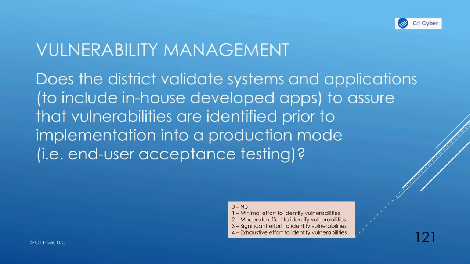Score 2 if your organization makes a moderate effort to identify vulnerabilities prior to implementation. 3 if your organization makes a significant effort to identify vulnerabilities prior to implementation. Or 4 if your organization makes an exhaustive effort to identify vulnerabilities prior to implementation. Pause the video now in order to consider and record your answer before continuing.